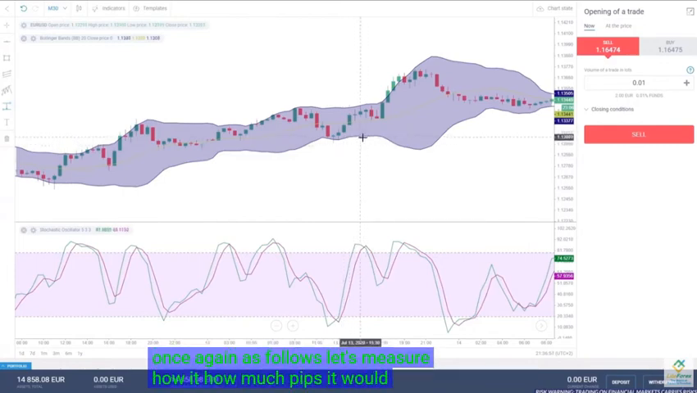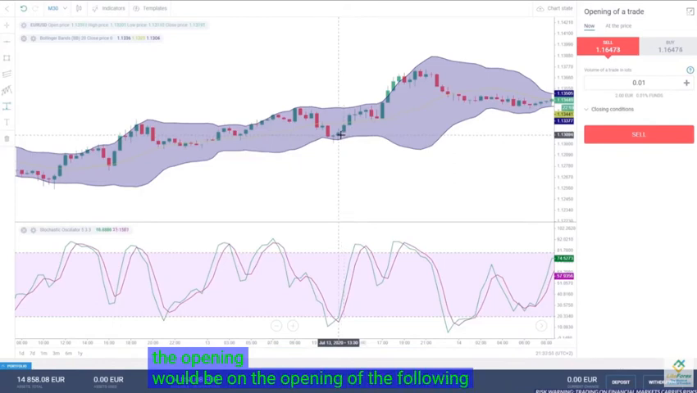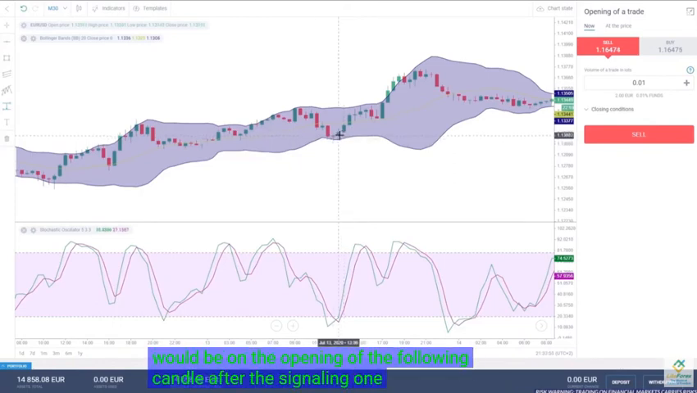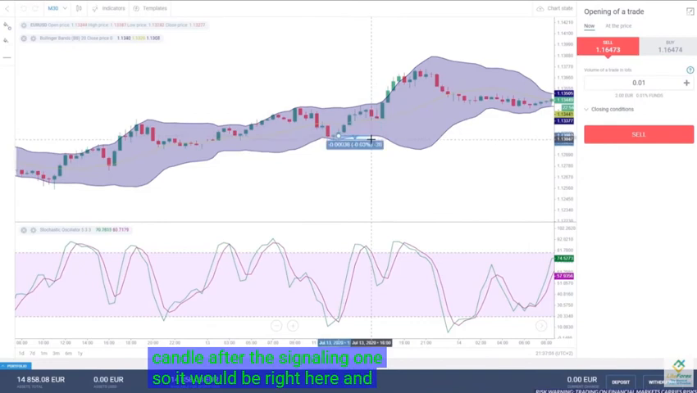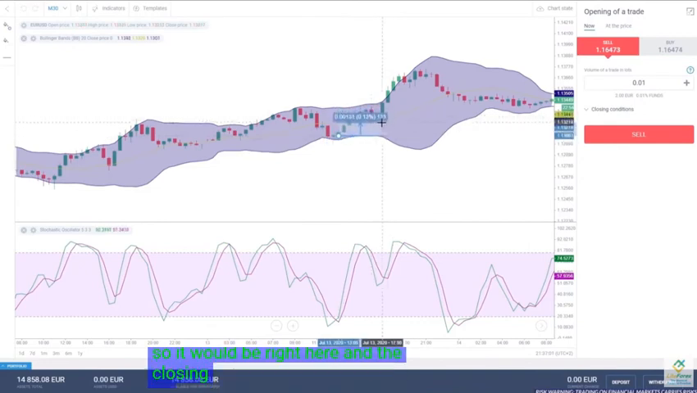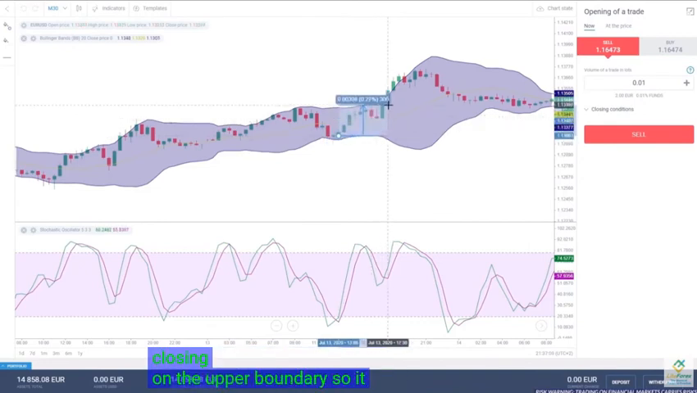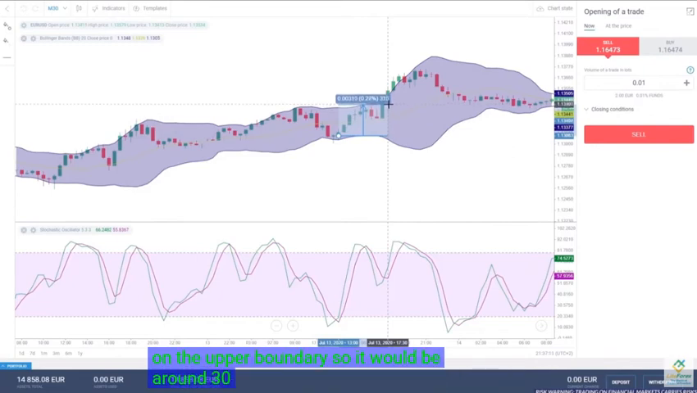And once again, let's measure how many pips it would give us. The entry would be on the opening of the candle following the signaling one, so it would be right here, and the closing on the upper boundary, so it would be around 30 pips.